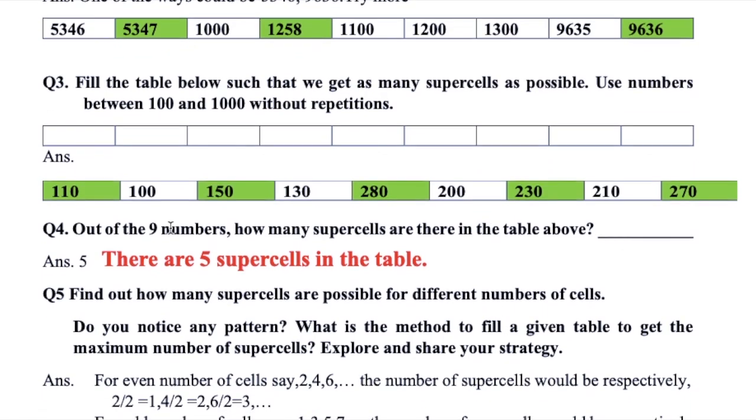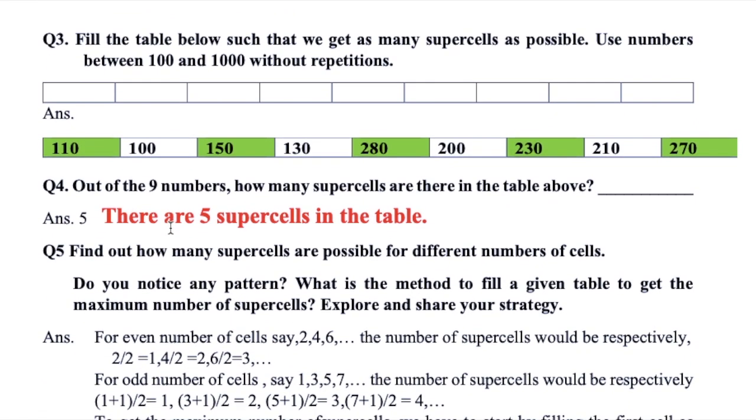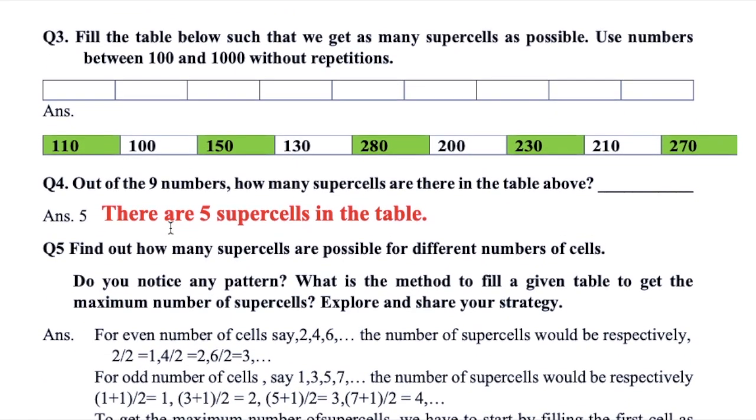Fill in the table below such that we get as many supercells as possible. So if you want to take as many supercells as possible, the correct way is to take the first cell as the supercell. The first cell, supercell. So this is done for you. So total 5 supercells are there out of these 9, as you can see.